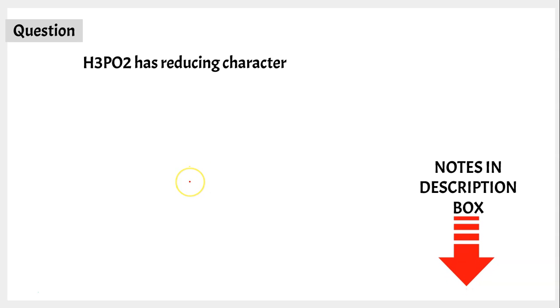H3PO2 has got reducing character. Why is H3PO2 having reducing character? First of all, what is meant by reducing character? Reducing character is capacity of a molecule or a species to lose electrons or to add electrons to the adjacent species. So H3PO2 has got reducing character. What does it mean? It means this molecule has got capacity to lose electrons.